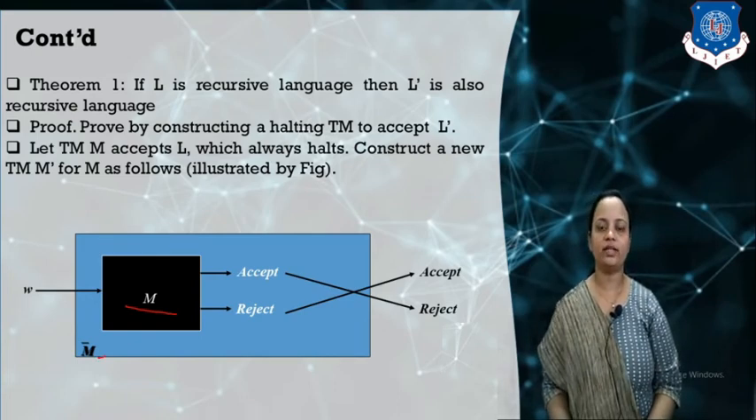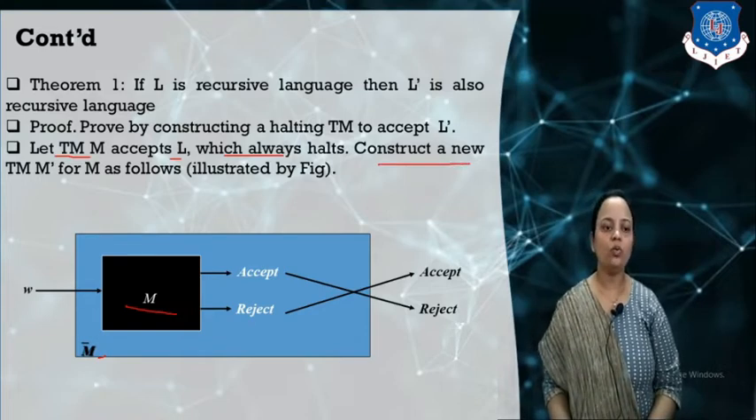M dash represents the Turing machine designed for the complement of the language. Suppose a Turing machine M accepts the language L. So we can say that this is a recursive language. It means that it always halts, either in an accepting state or in a rejecting state. Now we can construct a new Turing machine which is the complement of Turing machine M. Here you can see the figure.